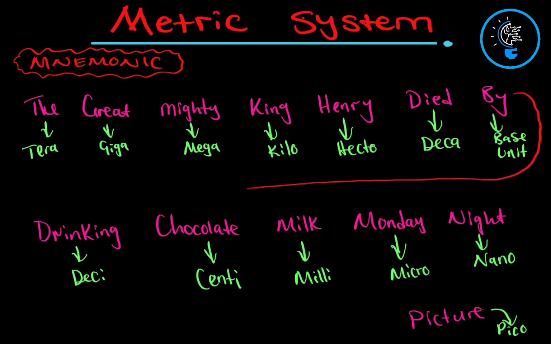From 'by' you come to: drinking chocolate milk Monday night picture. So the first word stands for Terra, great stands for giga, might is mega, King is kilo, Henry is hecto, and dead is deca. Then by is the base unit, drinking is des, chocolate is cent, milk is milli, Monday is micro, and night is nano.